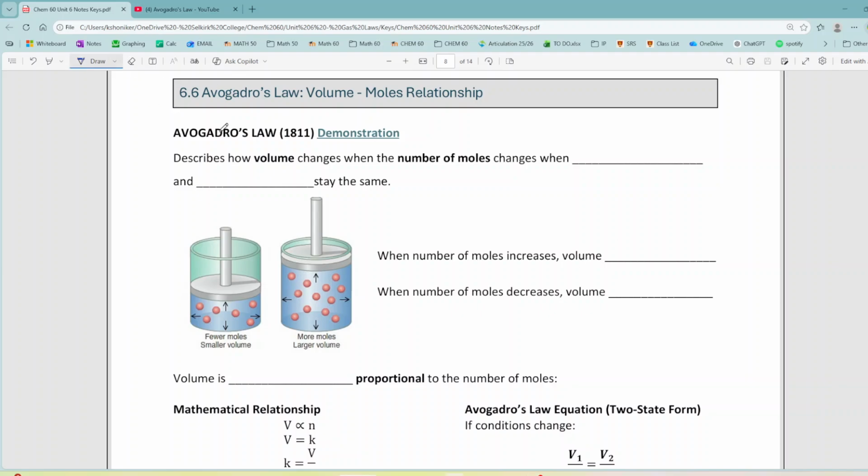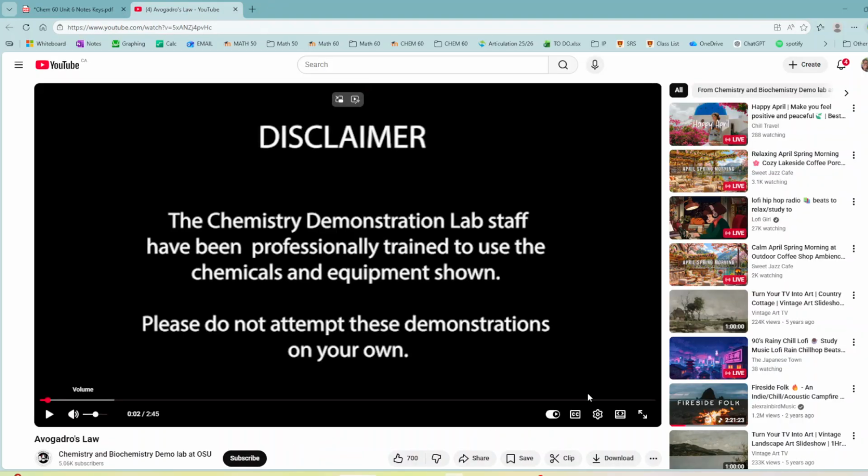The last law that we need to investigate is Avogadro's law in 1811. And this law is describing how volume changes when the number of moles change. So what would be my two variables that would be constant here? Well, it would be pressure and temperature. Okay, keeping with the theme, let's watch an explanation video.